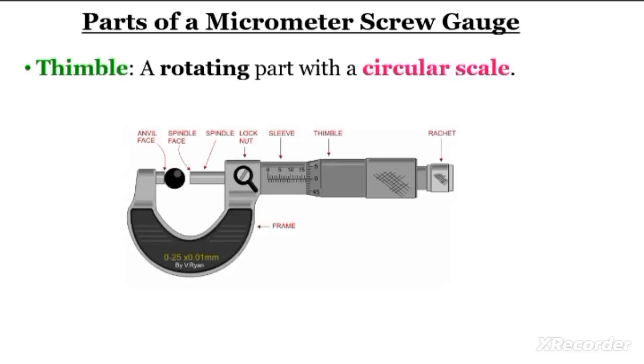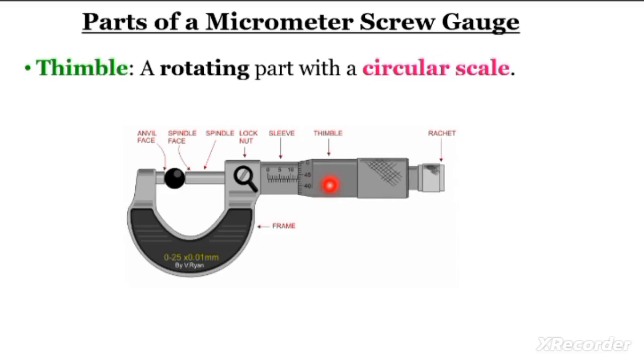Thimble is a rotating part with a circular scale. To move the spindle, which is here, we need to rotate the thimble. The spindle can only move provided we are rotating the thimble. No wonder we are saying thimble is a rotating part.